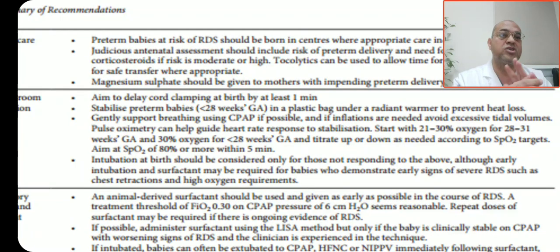So any premature baby at high risk for RDS should be transferred to a center appropriate for RDS management where mechanical ventilation is available. Second, dexamethasone to improve lung maturation. Tocolytics allow time for dexamethasone to work and give time for safe transfer to a higher center that can deal with RDS. And the third medication is magnesium sulfate, which you give for impending premature deliveries to improve the neurodevelopmental outcome. This is the antenatal part.